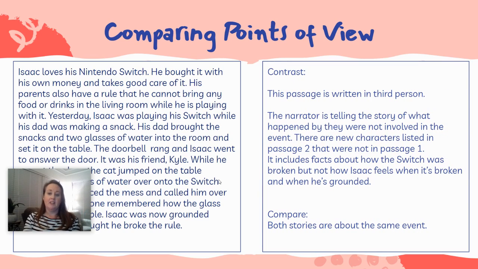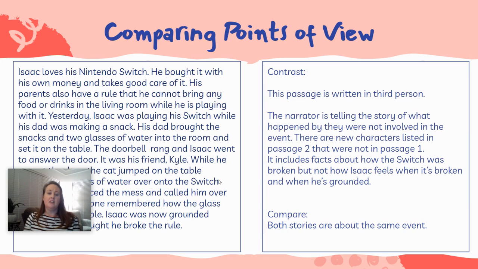This one is written in third person. So we have our narrator who is telling the story of what happened, but they're not involved in it. Also, they include some other characters. They include talking about the dad. They include talking about his friend who came over when he answered the door, but they were not in the original passage or the first passage. Also, it includes facts about how the Switch was broken, but it doesn't talk about how Isaac feels when it's broken and how he feels when he's grounded.